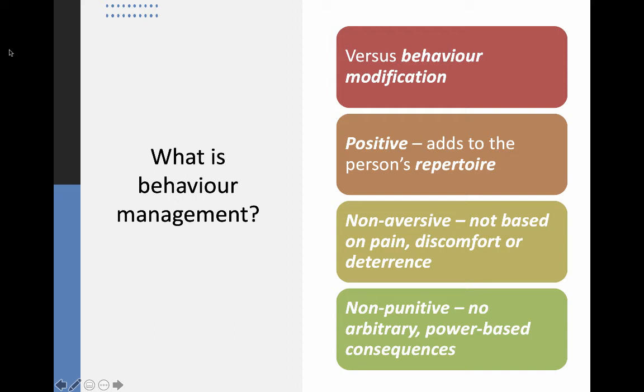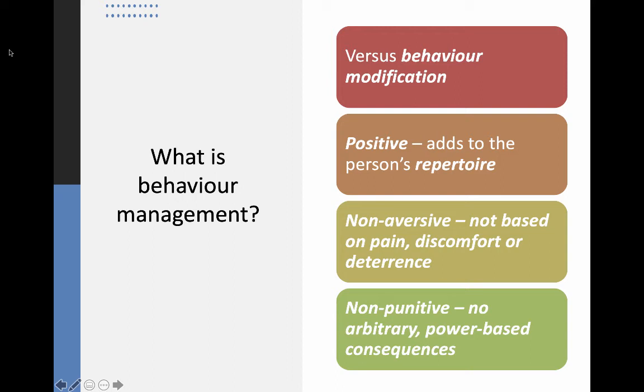So behavior management is non-aversive. It's not based on pain, discomfort, or deterrence. If we do use consequences, and we'll get into that in more detail in a later video, we always make sure we're using a specific set of consequences that are approved. And we don't use them unless we need them. But we never use punishment.